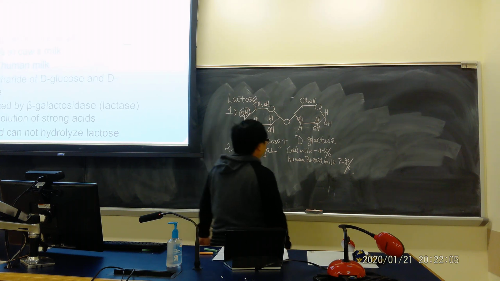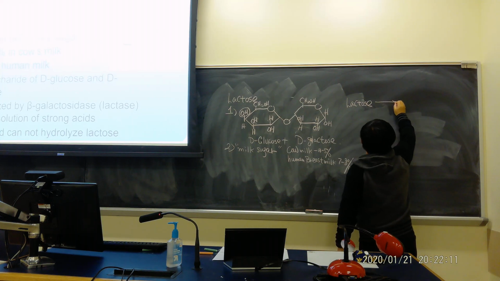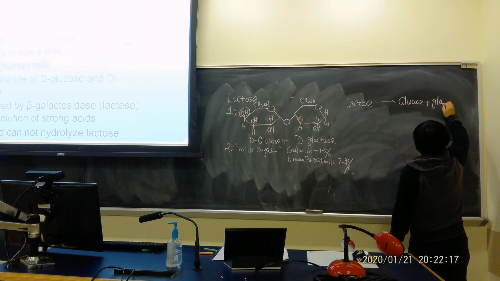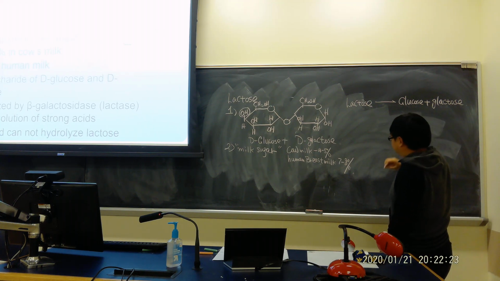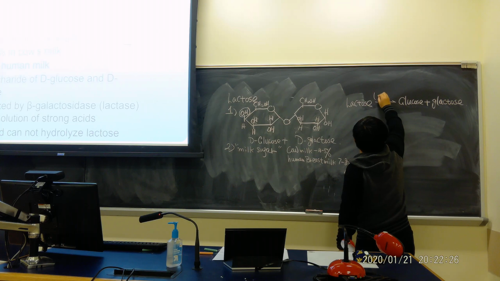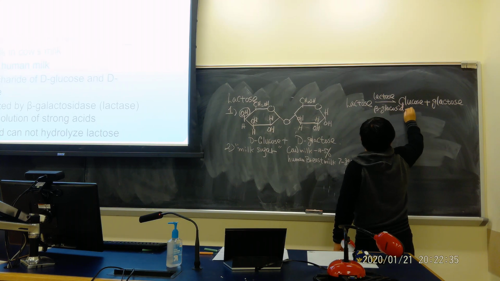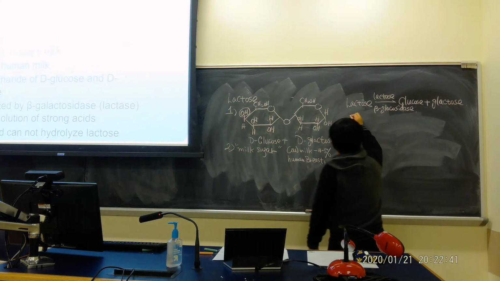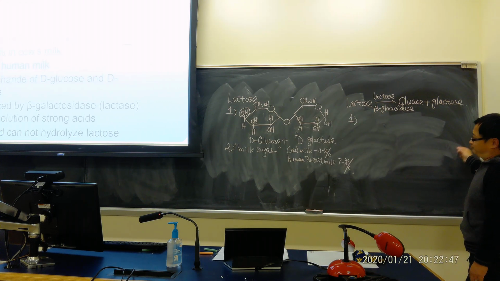So basically, lactose has to become glucose and galactose. You need to have the enzyme which is called lactase or beta glycosidase. Okay, now we want to mention something. Since we talk about this, we want to mention two things.